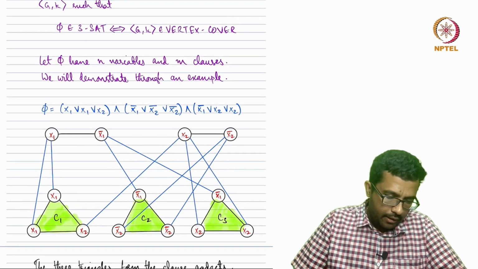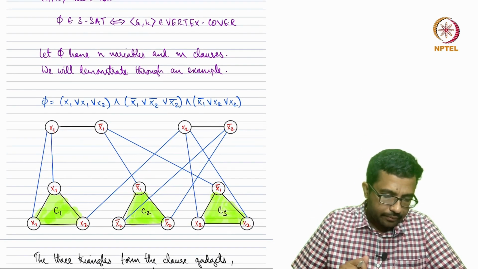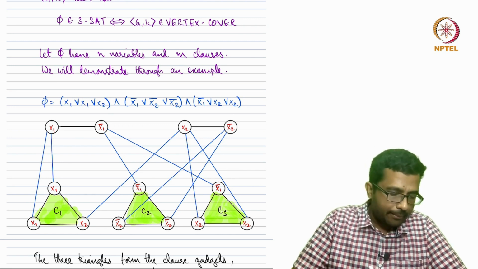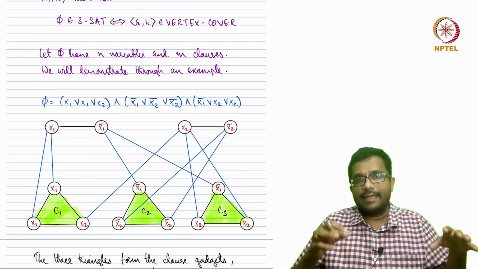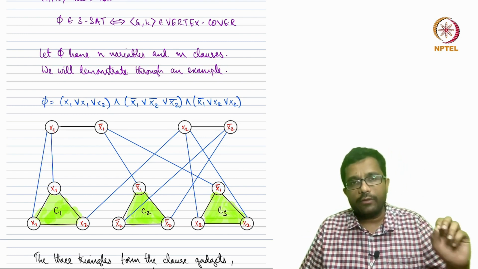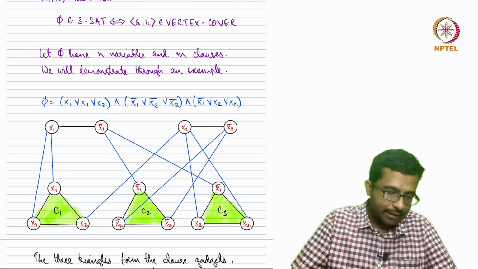Okay. So let phi have n variables and m clauses. Phi is a 3SAT instance, so it's an AND of m clauses where each clause is an OR of 3 literals, something like this.